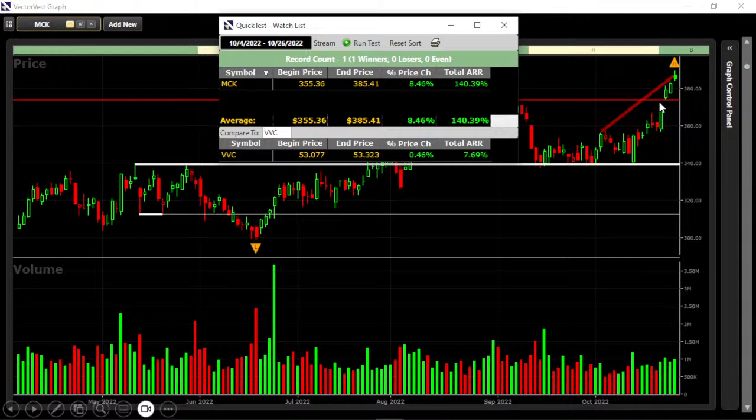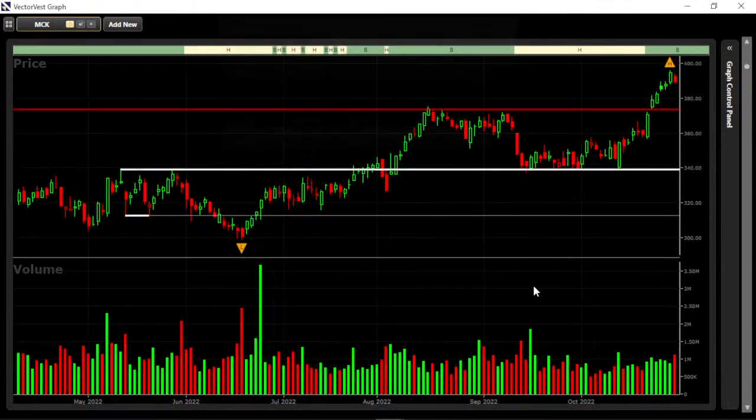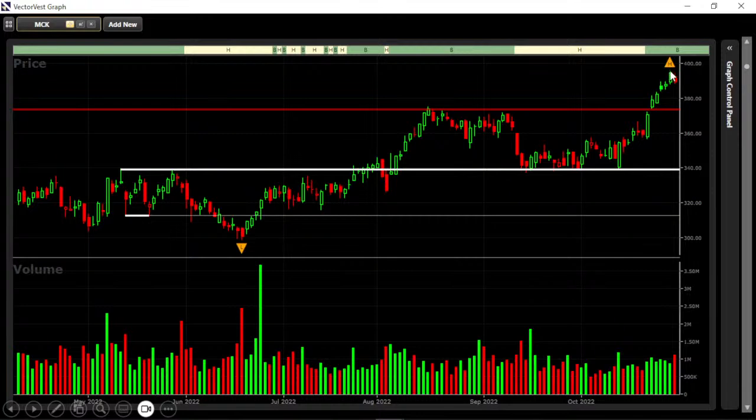What did I also say? I said I would look to take profits if I see hesitation at resistance. If you see hesitation at resistance, look to take at least half the trade off. No hesitation whatsoever at resistance. Price just continued to move up every single day after the breakout above resistance. Went up even a couple of days later.